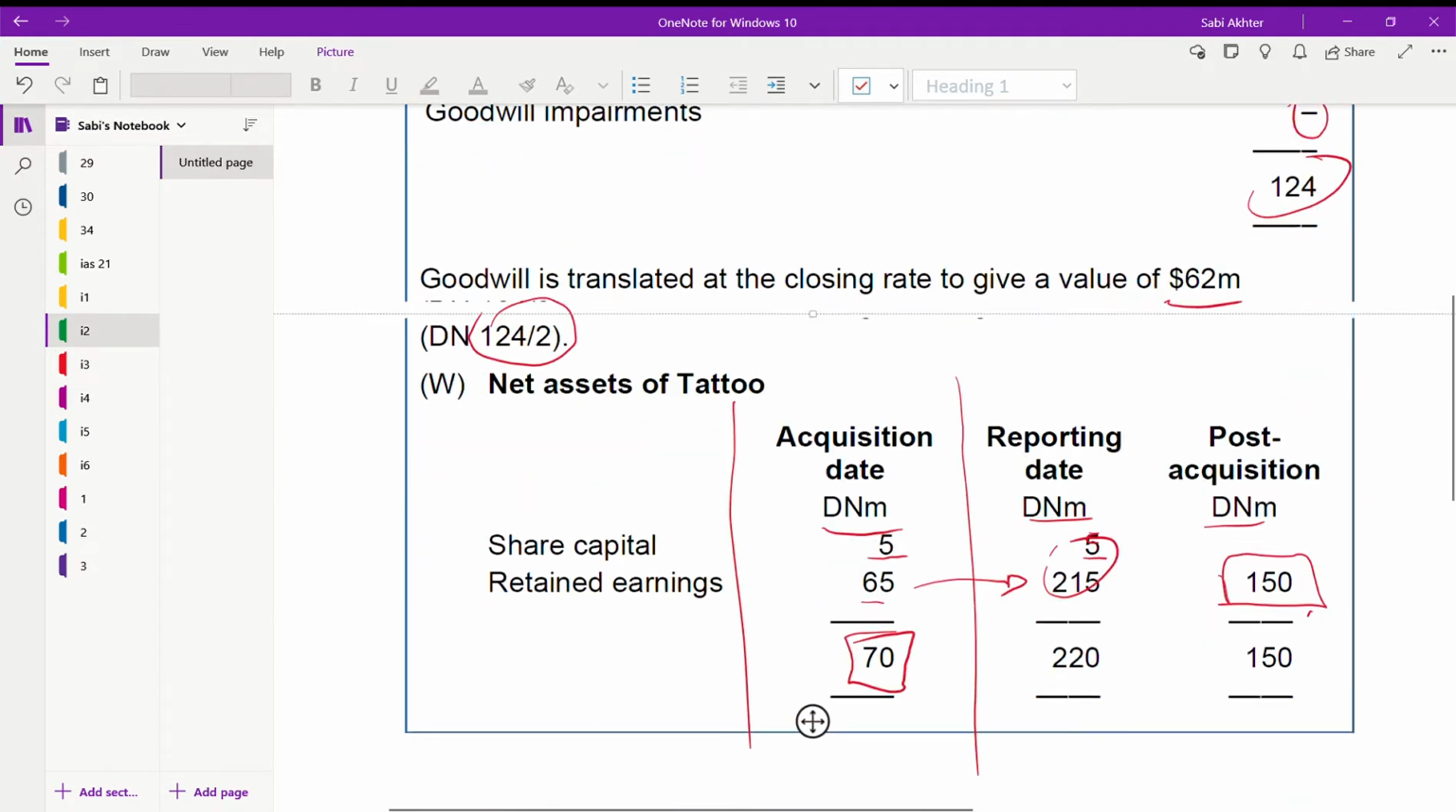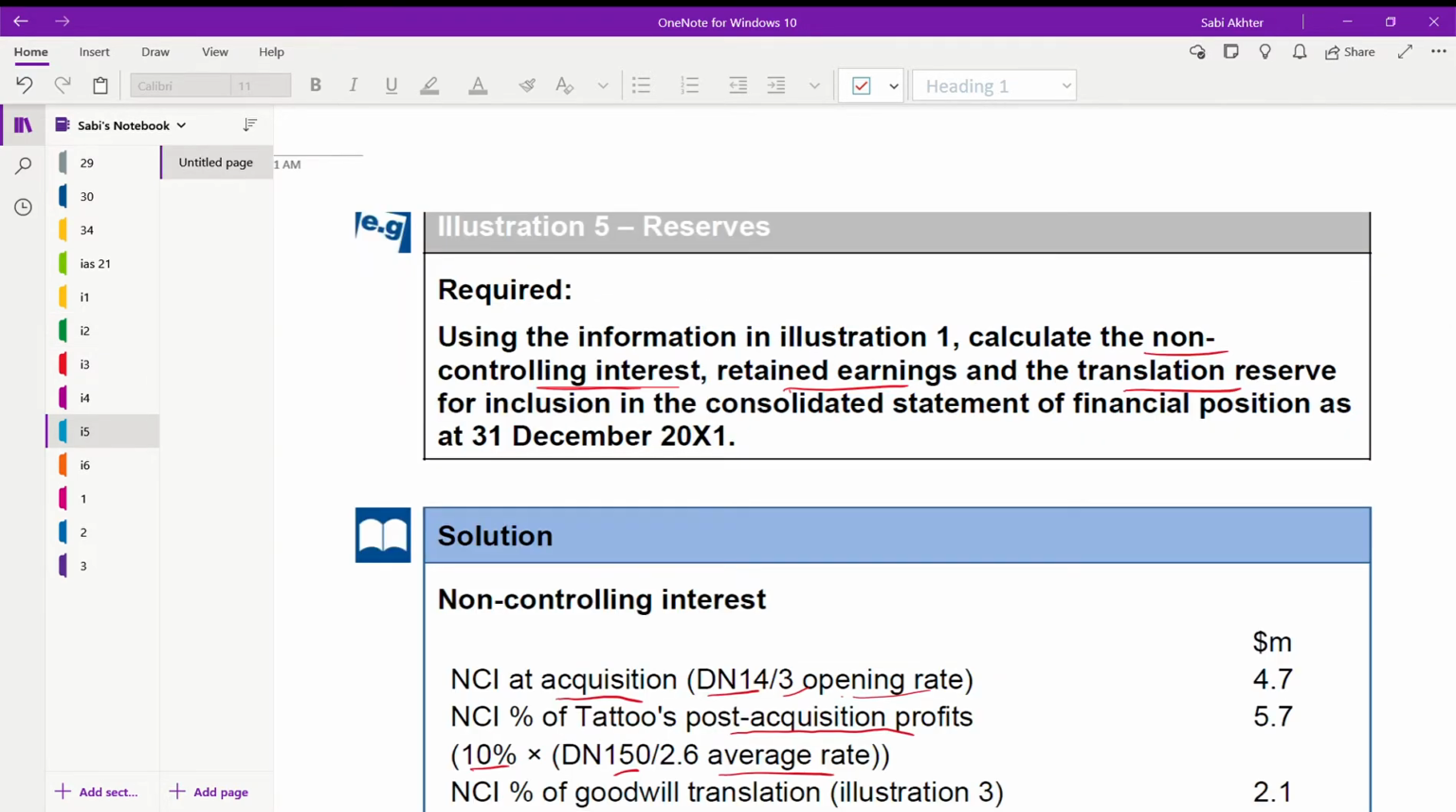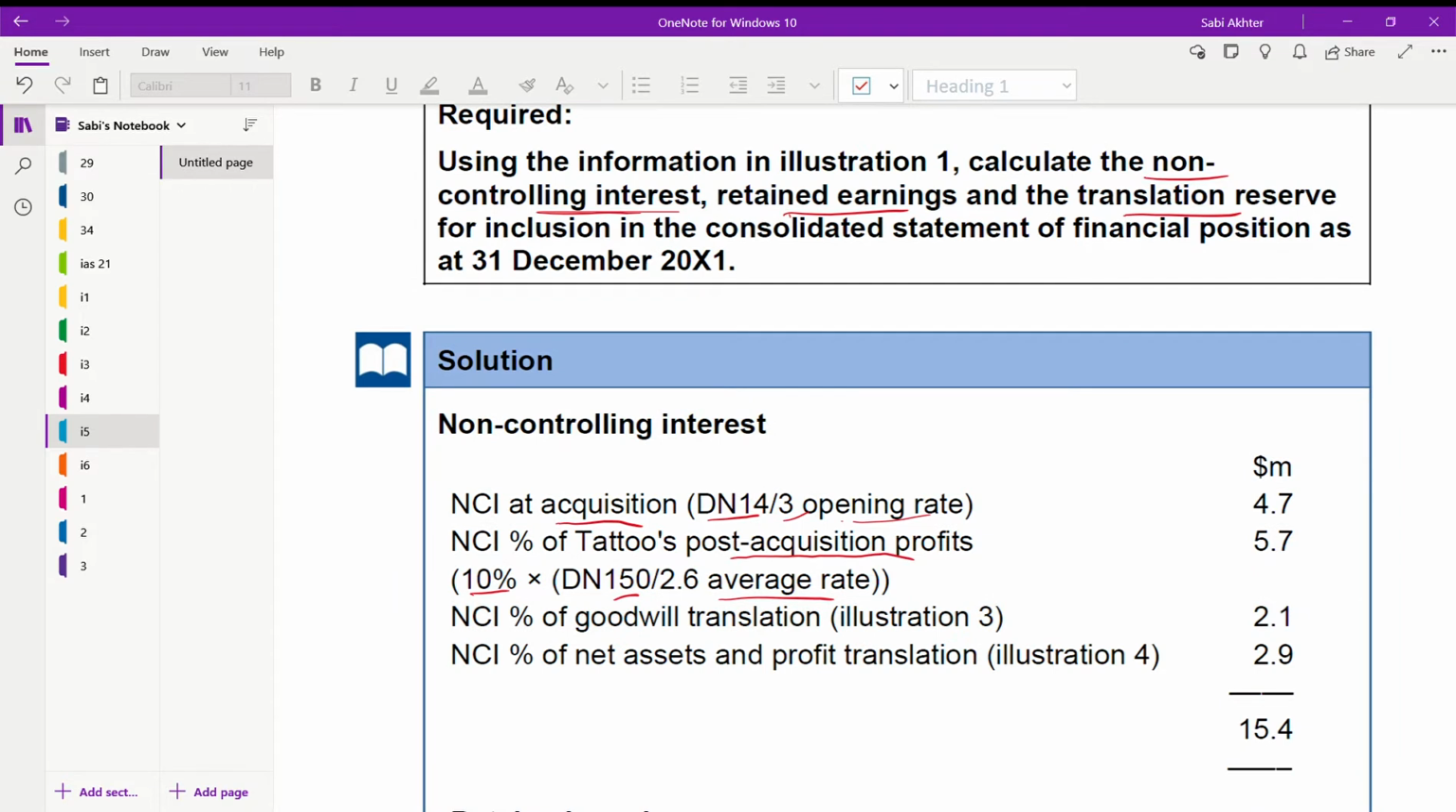Yes, it was illustration 2. You see, 150. You need this now for NCI purpose. You have to take the percentage of this 150. Hence, we are taking 150. Now, after you divide it, you are taking 10%. Okay, 150 divided by 2.6 and then you are taking 10%.